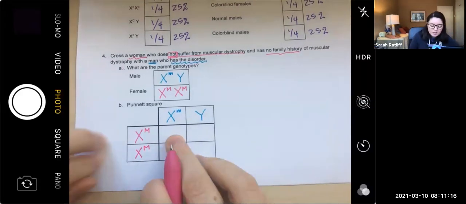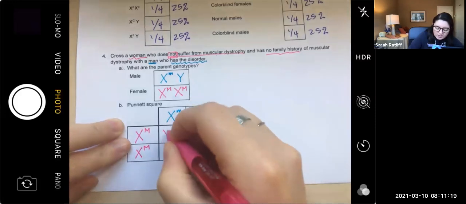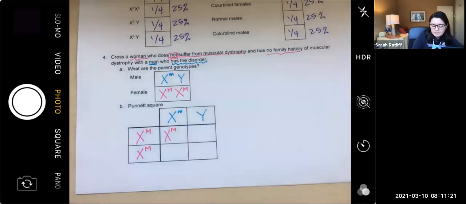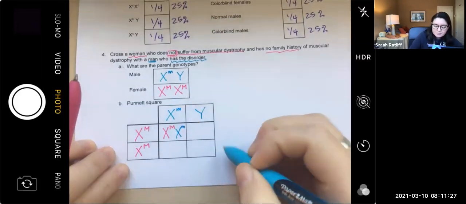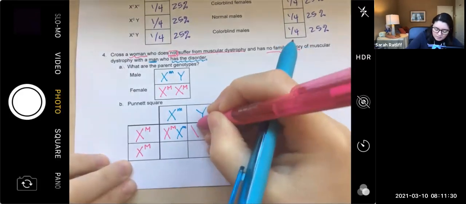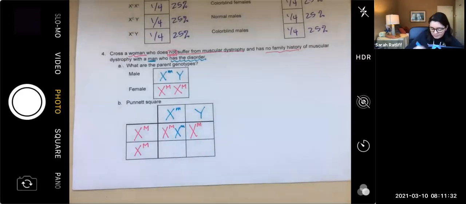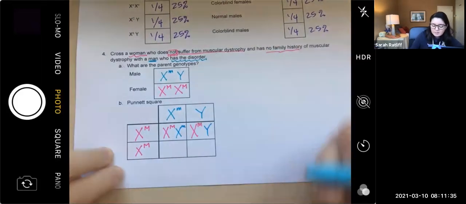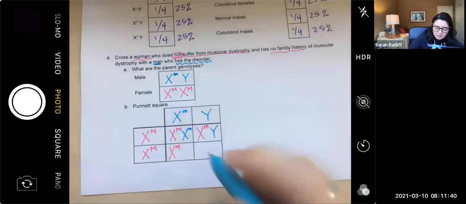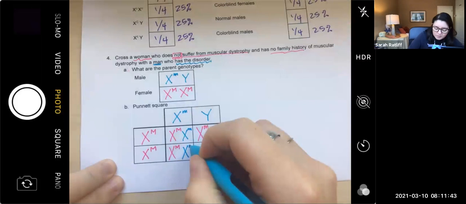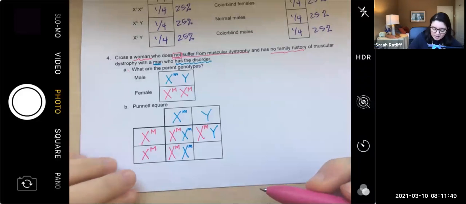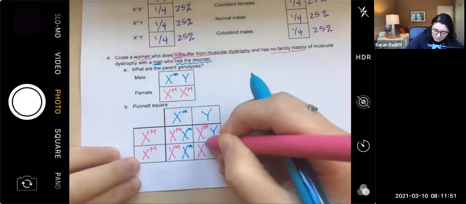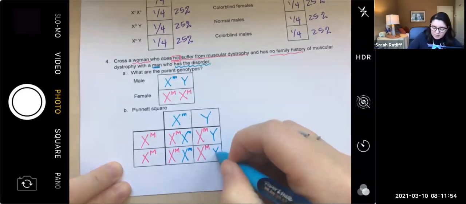All right, first box here. This kid gets an X with a capital M from mom, and an X with a little m from dad. This kid gets capital M from mom, and a Y from dad. This kid gets an X with a capital M from mom, and an X with a little m from dad. Oh, they're starting to get very similar looking. I apologize. This kid gets an X, a capital M from mom, and a Y from dad.